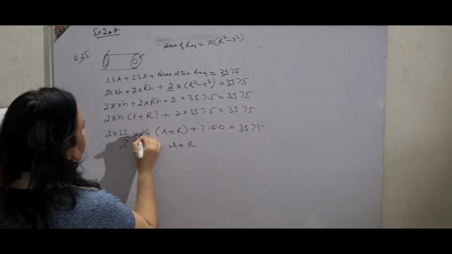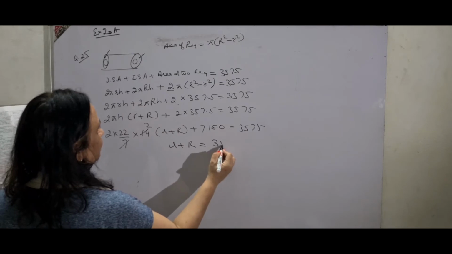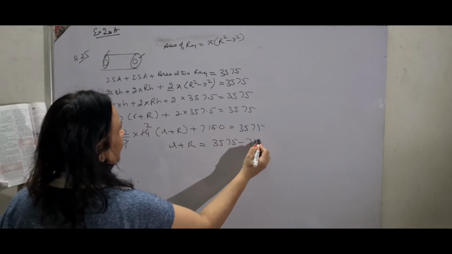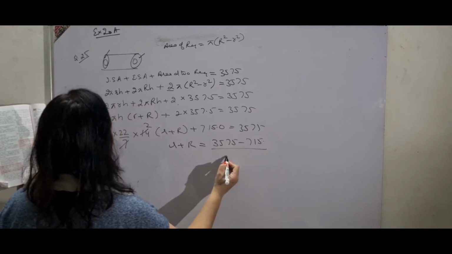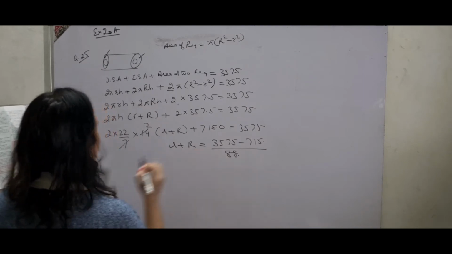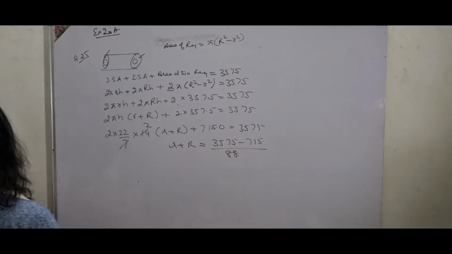You know what to do. So nothing difficult. 3575 minus 715 upon 44 into 288. That is your required answer.